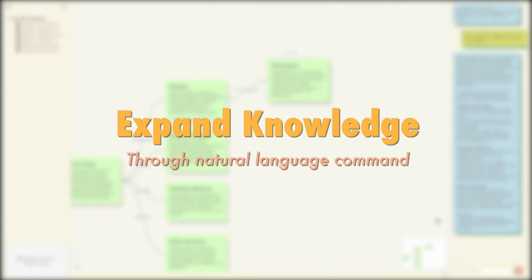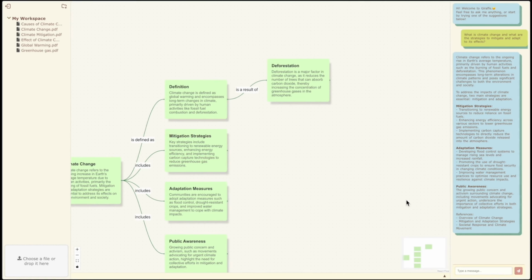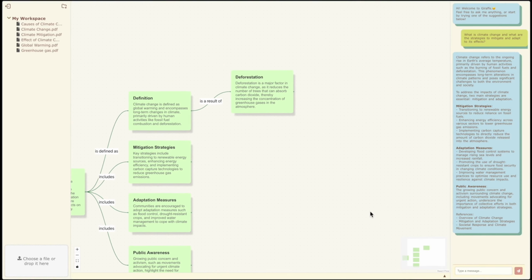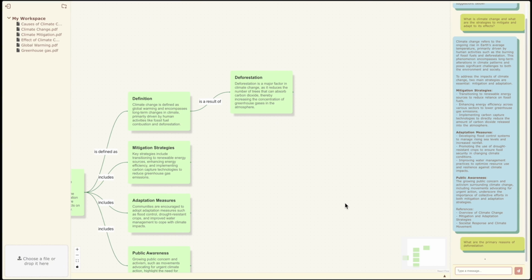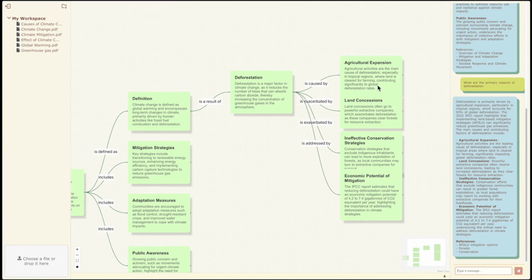To learn more about this topic, Robert uses one of MindTrellis's multiple knowledge expansion methods. He types in the chat panel, "What are the primary reasons of deforestation?" The system responds with detailed information while updating the map with new connected nodes.